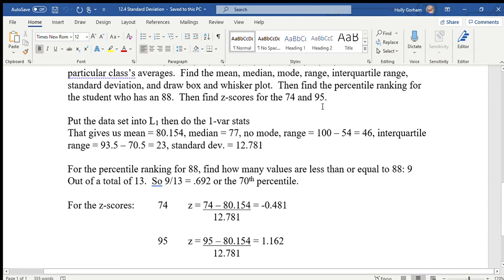Then I've asked you to find z-scores for the person that has the 74 and the 95. Notice that 74 is less than the mean, so you should end up with a negative z-score. 95 is greater than the mean, so you should end up with a positive z-score. So to find z-scores, we're going to take 74 minus the mean, 80.154, divide by the standard deviation, 12.781, and that gives us the z-score of negative 0.481. And then do the same process for the 95, which gives you the 1.162.